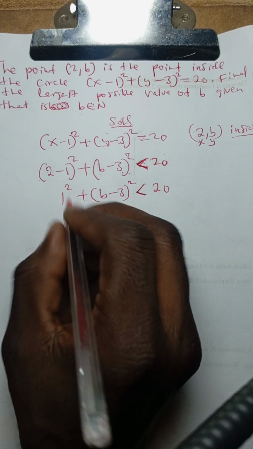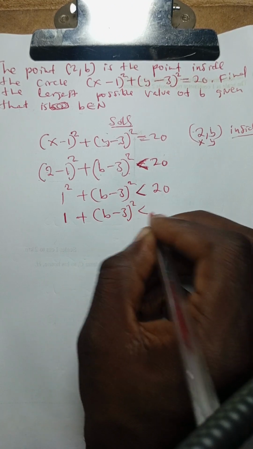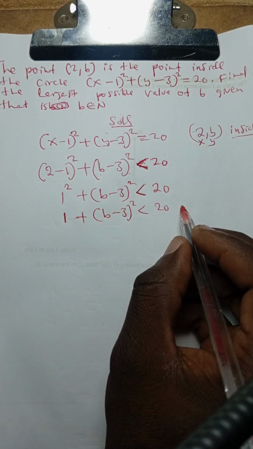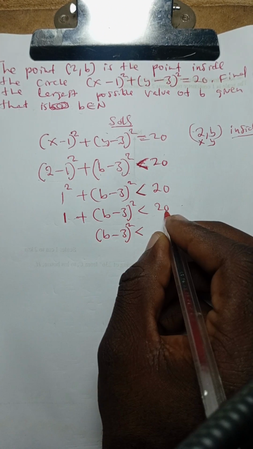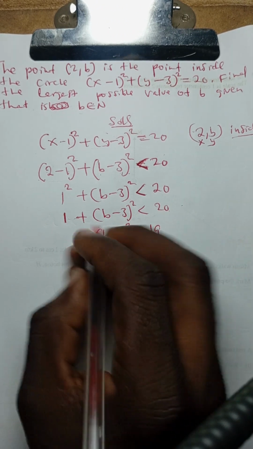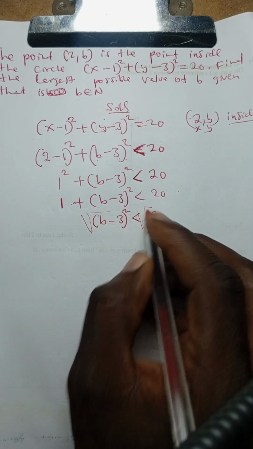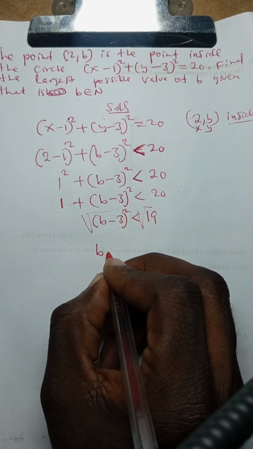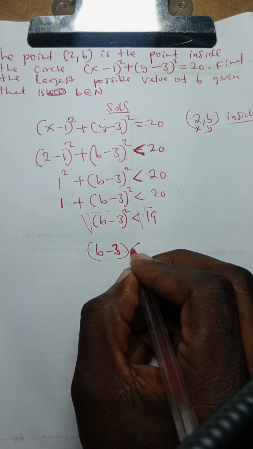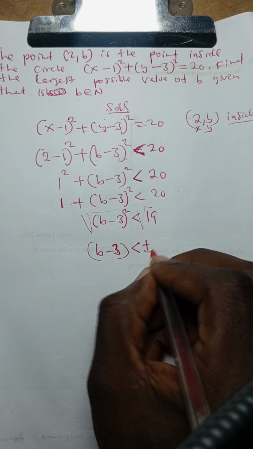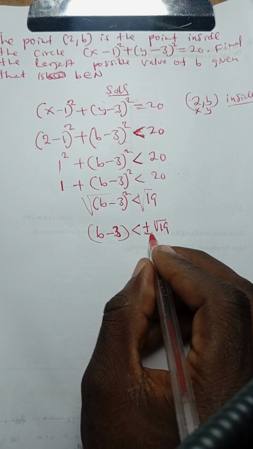Now working this out, 1² is 1, plus (b − 3)² less than 20. Grouping items, the 1 shifts to this side, so (b − 3)² is less than 20 − 1, which is 19. Now we introduce the square root to both sides. But remember, once we introduce the square root, we put plus or minus the square root of 19.